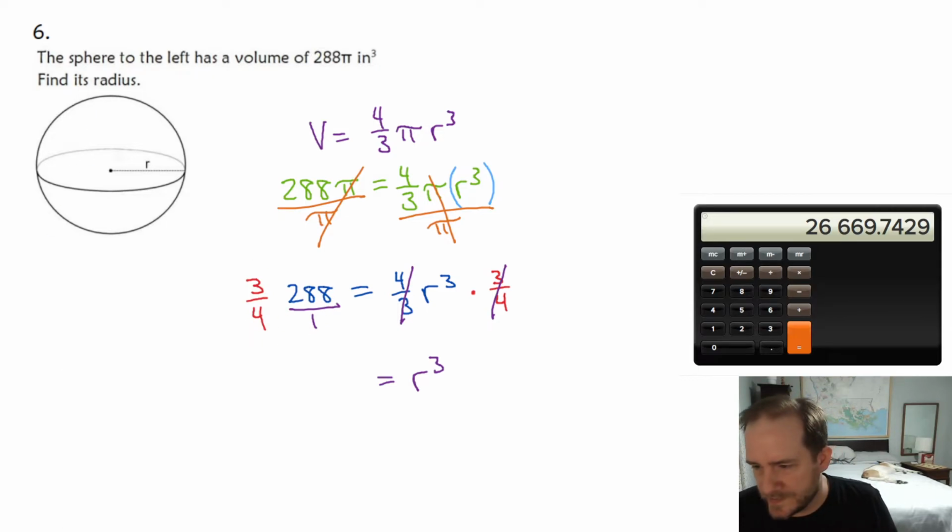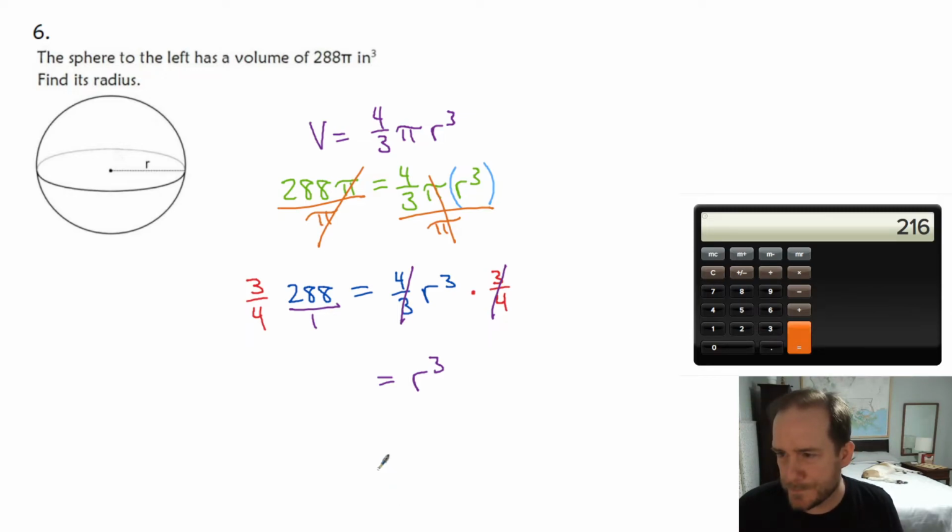So on our calculator, let's try that. We'll go 288 times 3, see what that is, then divide that by 4, see what that is. Came out cleanly, that's great. That means we're going with 216.